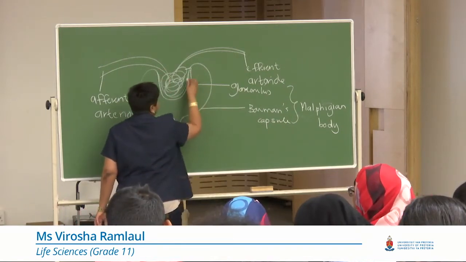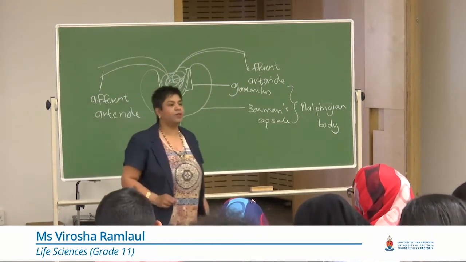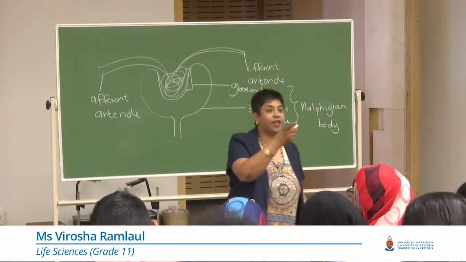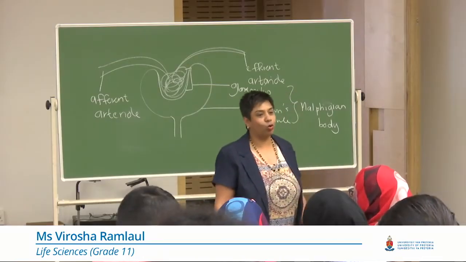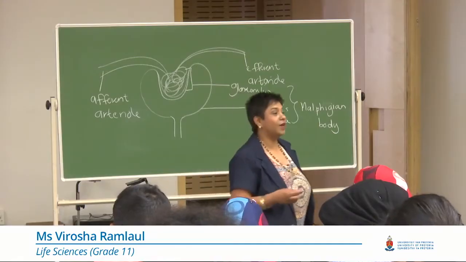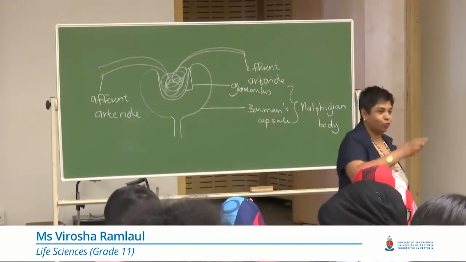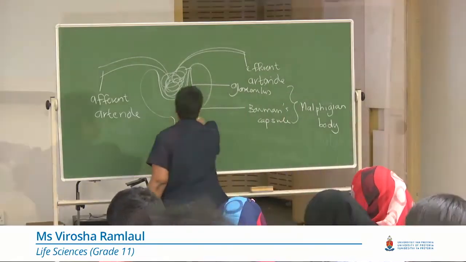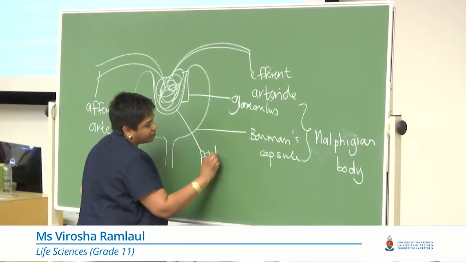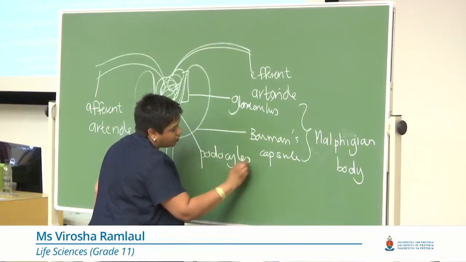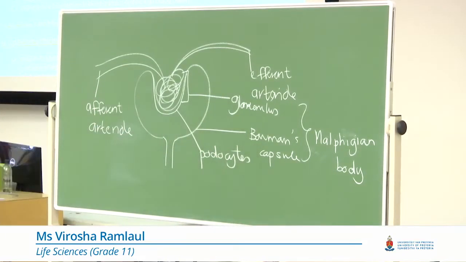cells that line the Bowman's capsule. Do you remember the names of these cells? Podocytes. Good. Podocytes have slit pores, which is also very good for filtration. Between the pores, the substances that are small enough are allowed to be filtered.